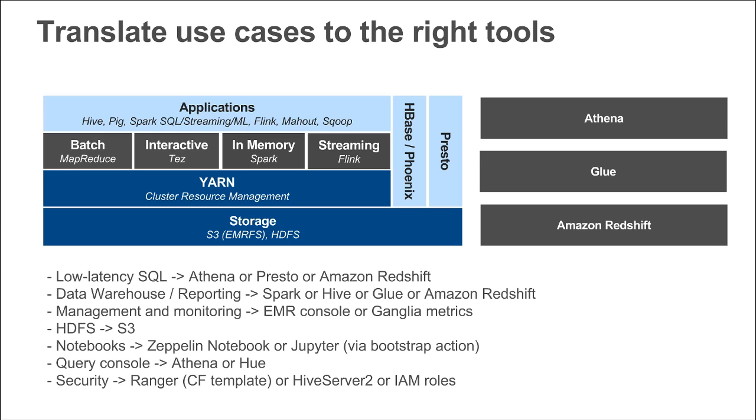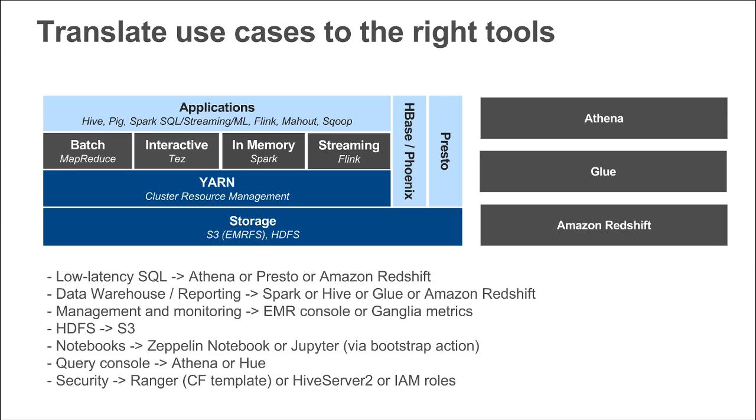You need to be able to translate your use cases to the right tools. So going down this entire chart, you can see that, okay, say for low latency SQL, there are tools to meet every single one of your needs. So low latency SQL, you have Athena, Presto, Redshift. For data warehouse reporting, you have Spark, Hive, Glue, or Redshift again. Management and monitoring, you can look at EMR console, Ganglia metrics.